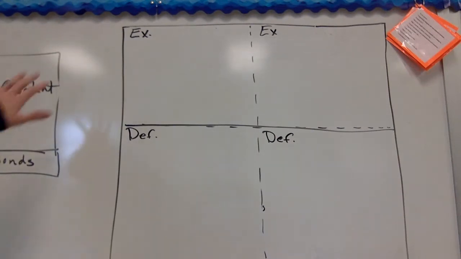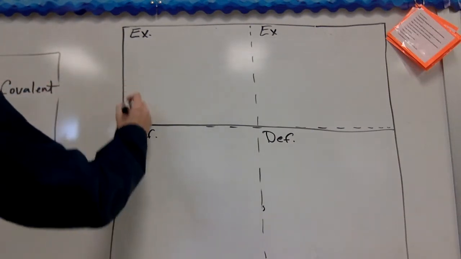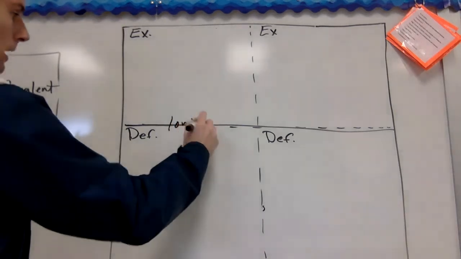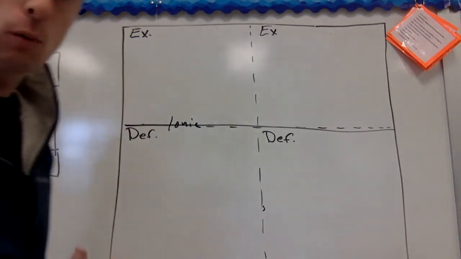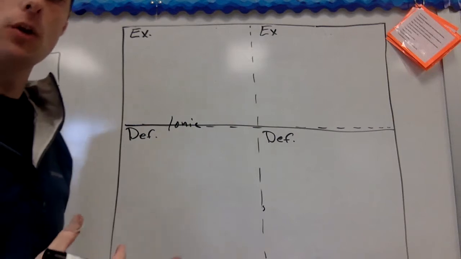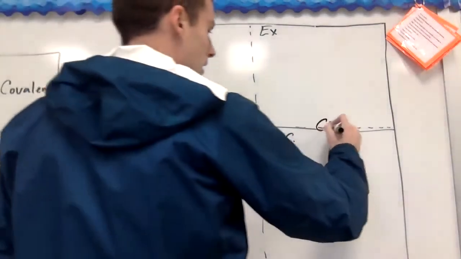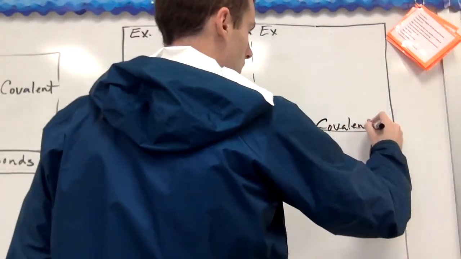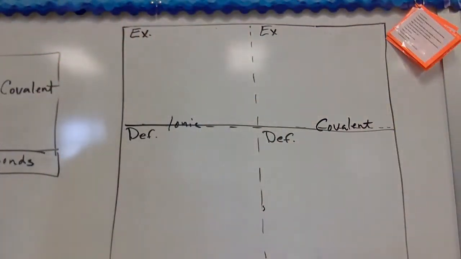So we're going to talk about ionic first. So this is going to be ionic over here. You don't have to write that, but this is just for you since you're watching this at home, just to make sure that you don't get the 2 mixed up. This side over here will be covalent. Okay? All right, so ionic bonds. Let's talk a little bit about that first, okay?